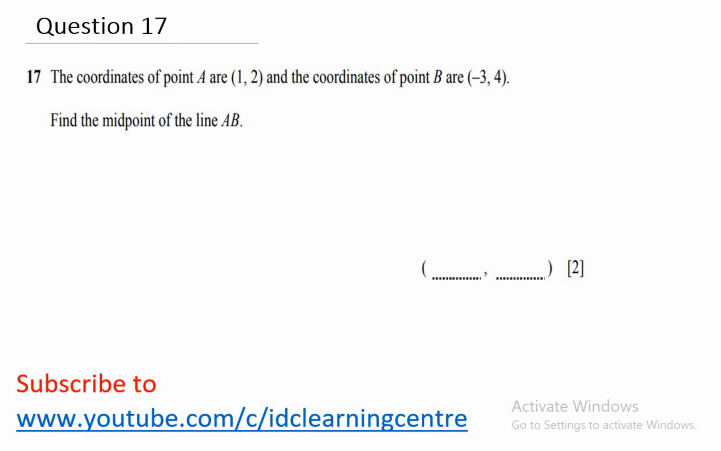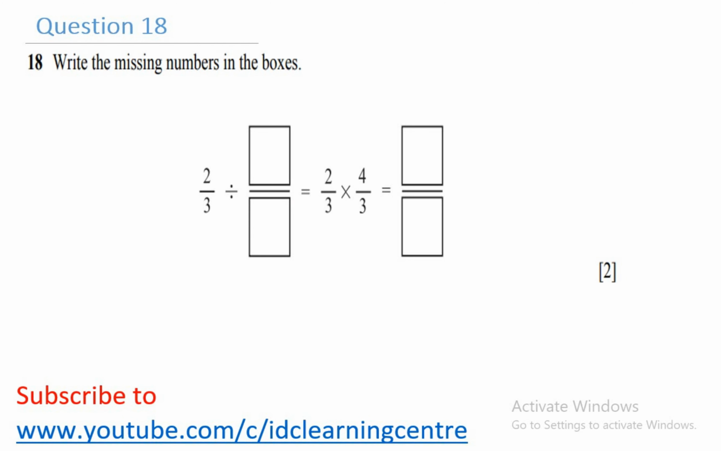This question says, the coordinates of point A are 1 and 2, and the coordinates of point B are minus 3 and 4. Find the midpoint of the line AB. For question 17, remember this is the horizontal line, the x, and this is the vertical line, horizontal and vertical. So if the coordinates are what we have, the midpoint will be minus 1 and 3. Okay, let's look at question 18. Question 18 says, write the missing number in the boxes.